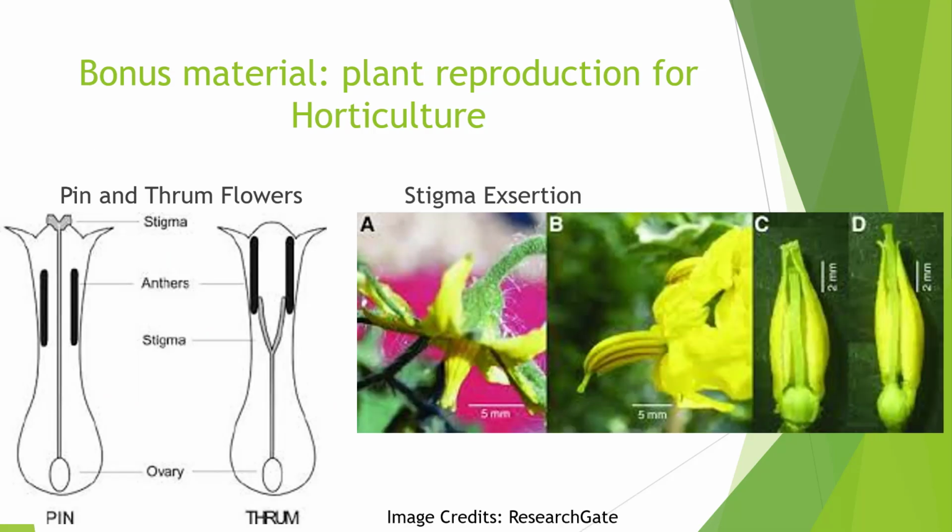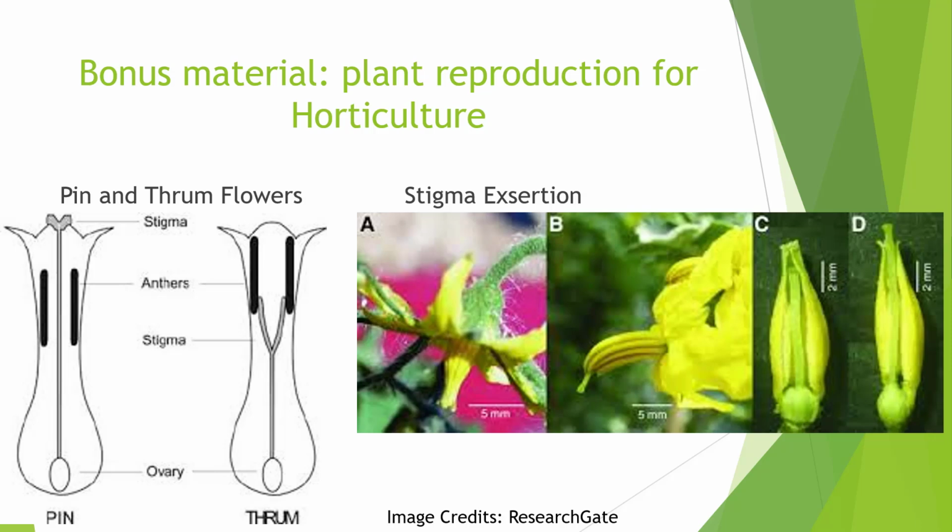Then we have the bonus material of pin and thrum flowers. You can have pin and thrum flowers. You have the stigma at the top and the anthers at the bottom. It's a pin. Think about a long stigma being like a pin. Then the thrum has the anthers at the top and the stigma at the bottom. This means that an organism that pollinates this will, if it runs into the anthers at the top, then run into the stigma at the top in another flower. If it runs into the anthers at the bottom, it'll run into the stigma at the bottom in a thrum flower. So this allows your outcrossing.